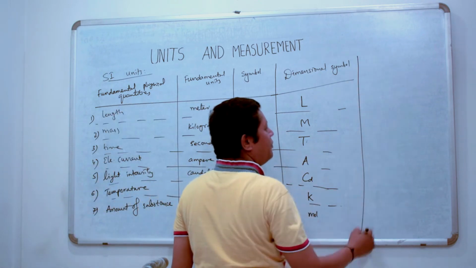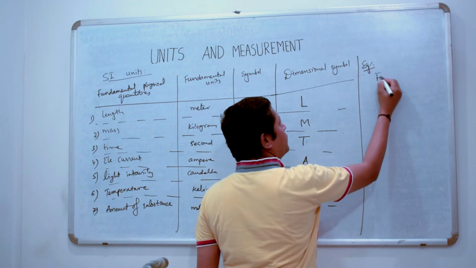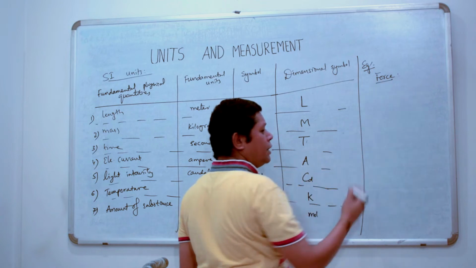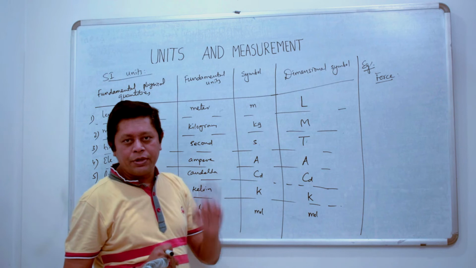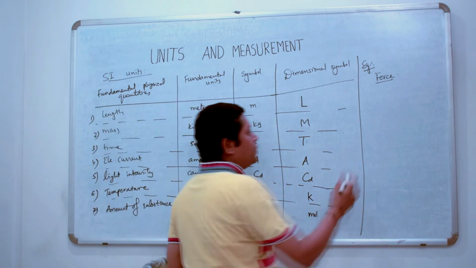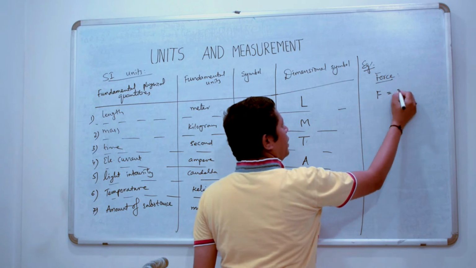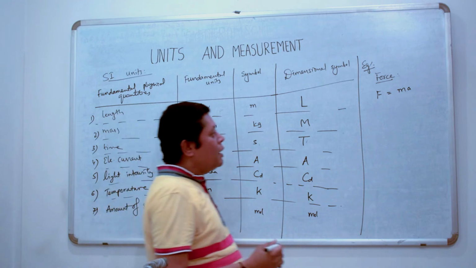One simple example, suppose we take the example of force. You know that force is defined as a push or pull. That is the definition. For force, the formula you write is F equals m into a, where m is mass and a is acceleration.